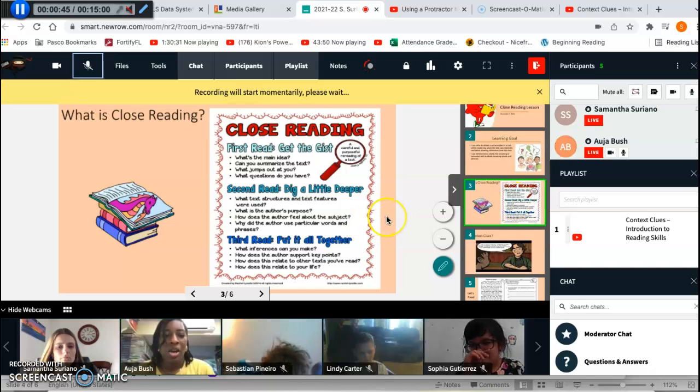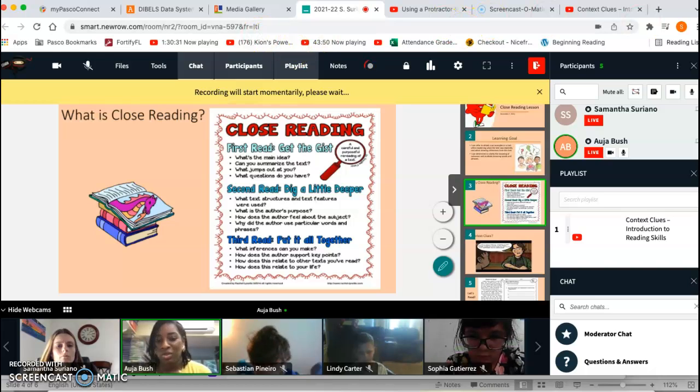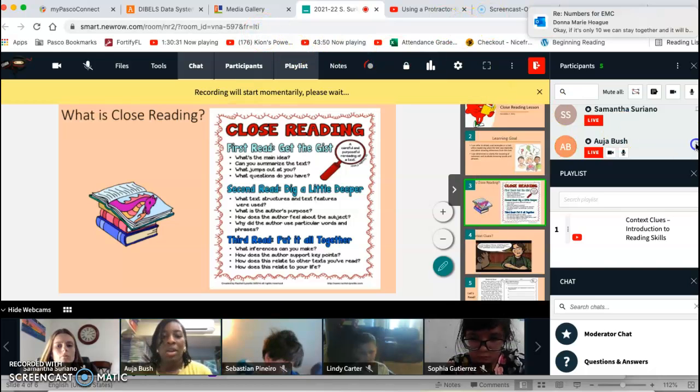Next, what is close reading? Close reading is something where we break down what we read, and we reread it to get a better understanding. In the first read, it's more so just gathering an understanding. You look at the main idea, what jumps out at you through the text, what's interesting, what's something that you remembered, and what questions popped up in your mind when reading.